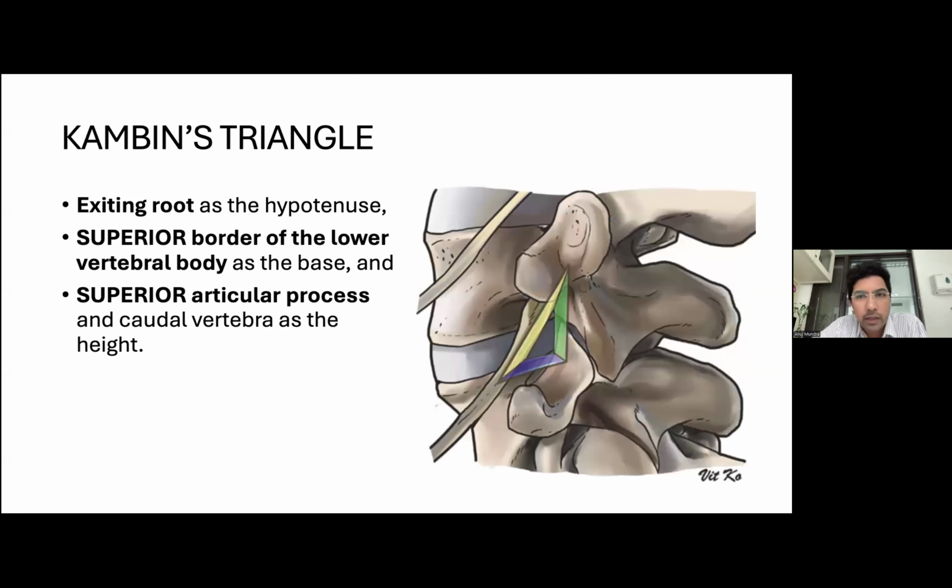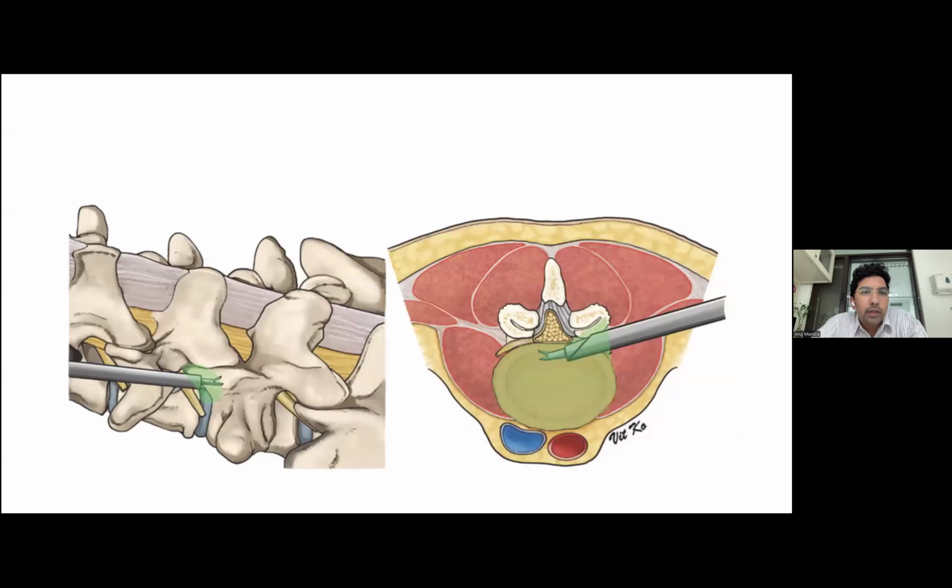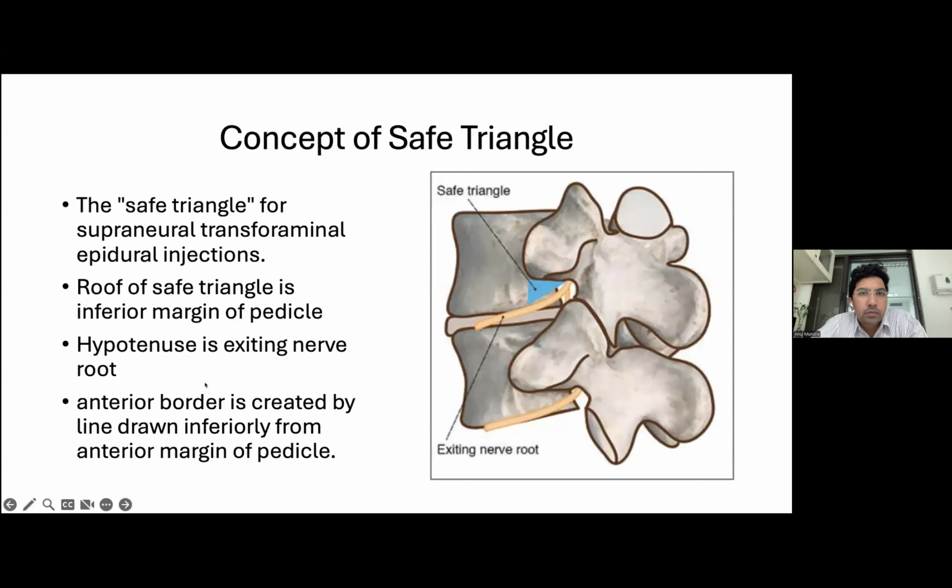Kambin's triangle, again for transforaminal endoscopy, is a very vital region. The exiting nerve root serves as the hypotenuse, the superior border of the lower vertebral body as the base, and the superior articular process at the back, along with the caudal vertebra as the height. So this triangle is the key triangle to approach for a transforaminal discectomy, and this is how it is utilized.